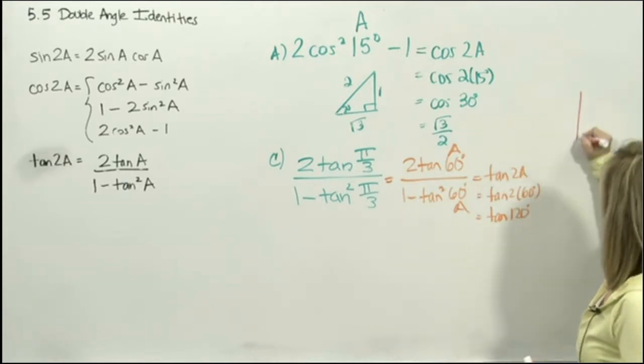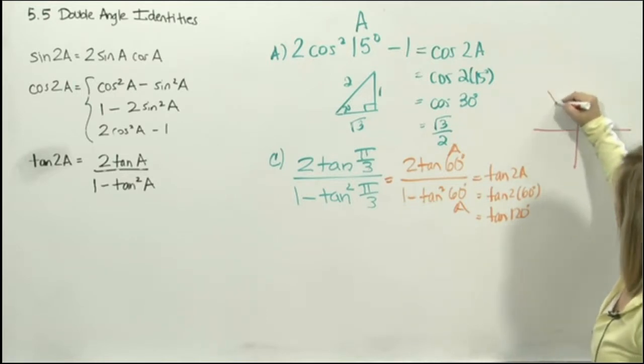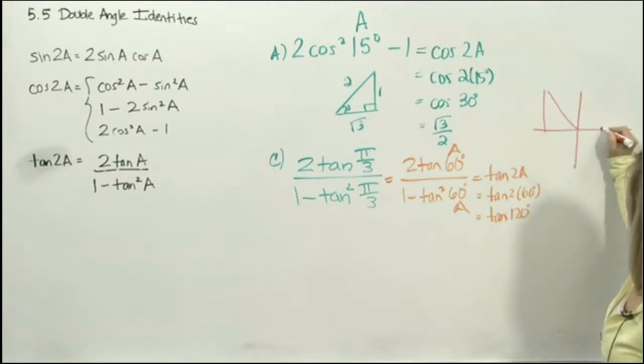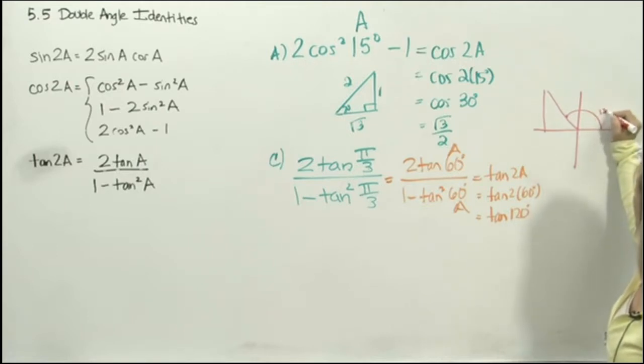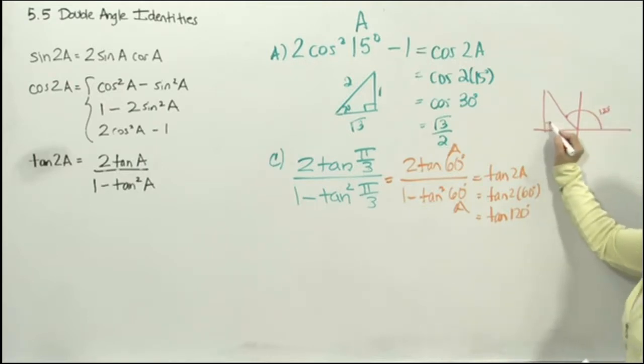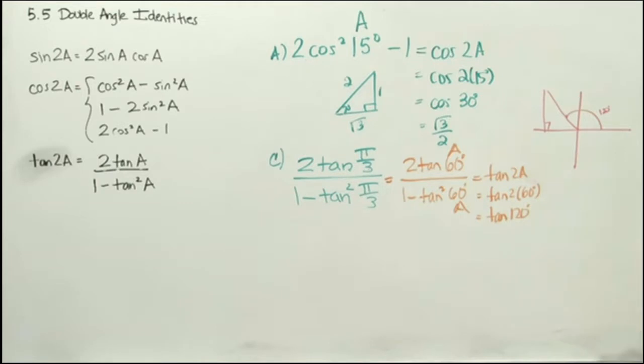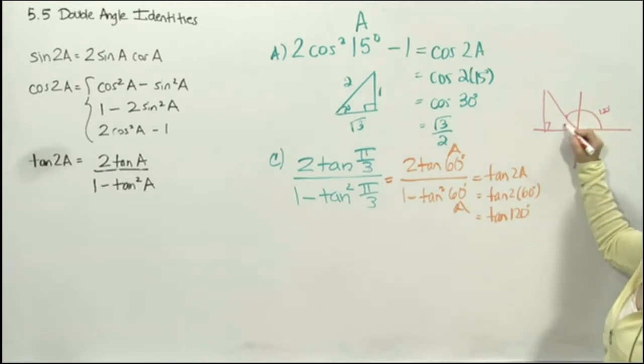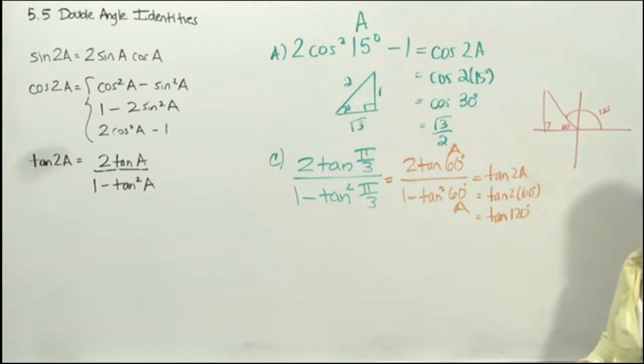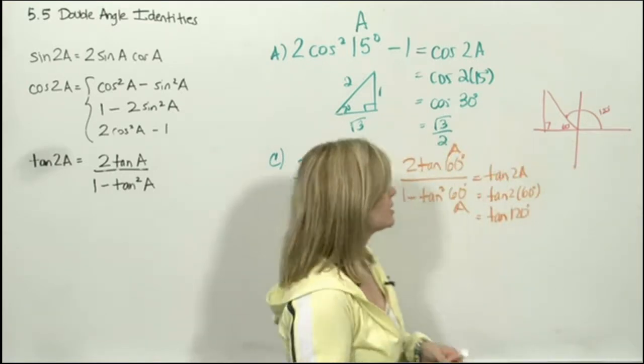Well, we know 120 degrees is in quadrant 2, because we know from here to here, the initial ray to the terminal ray is 120. To use the triangle in quadrant 2, we need the reference angle. If this is 120, this angle must be 60, the reference angle. 180 minus 120 is 60.